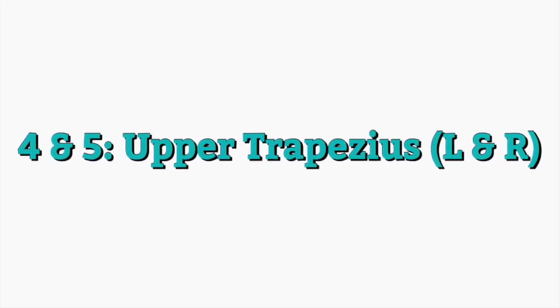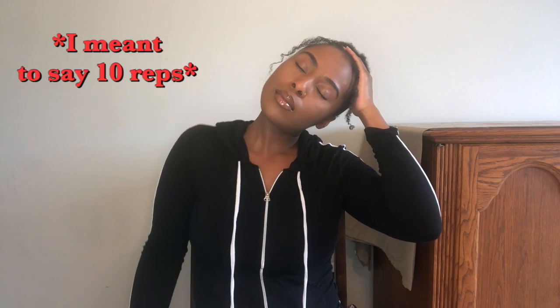Lastly, we're going to stretch your upper trapezius muscles. Tilt your head towards one shoulder and place your hand on top of your head. With your opposite hand, slowly alternate shrugging and reaching for the floor. Repeat this movement 10 times. Next, tilt your head to the other side and repeat again with the other hand for another 10 seconds.